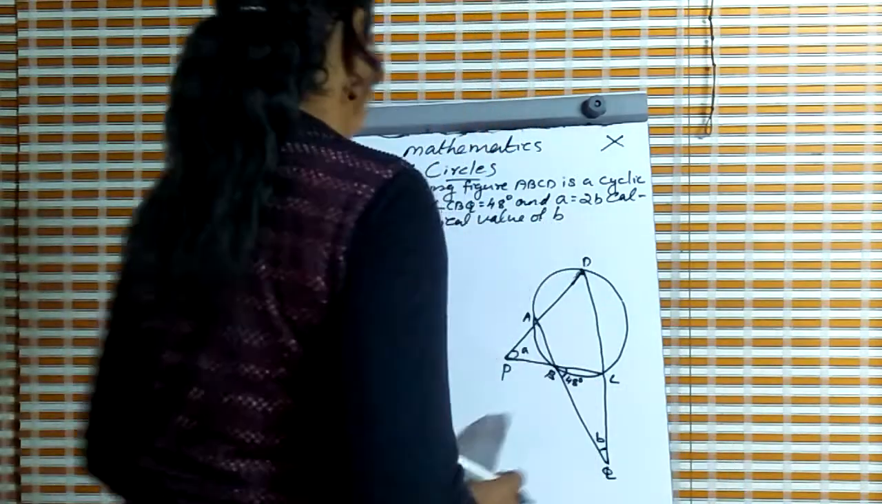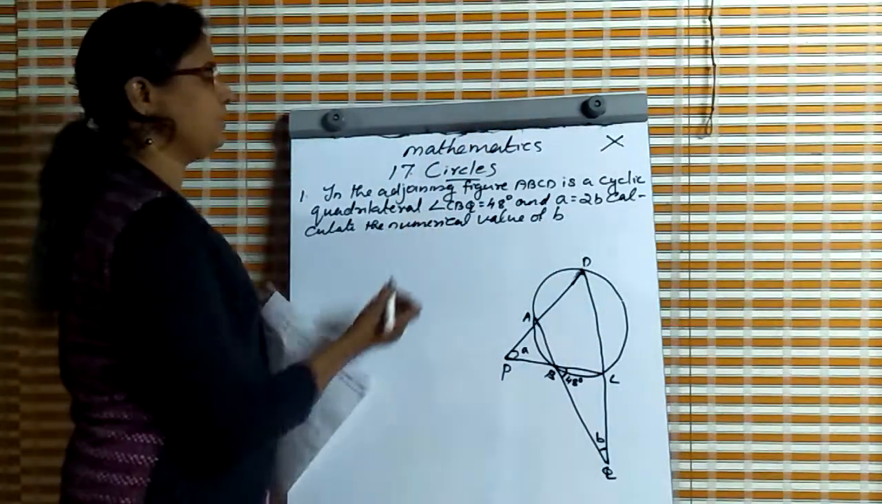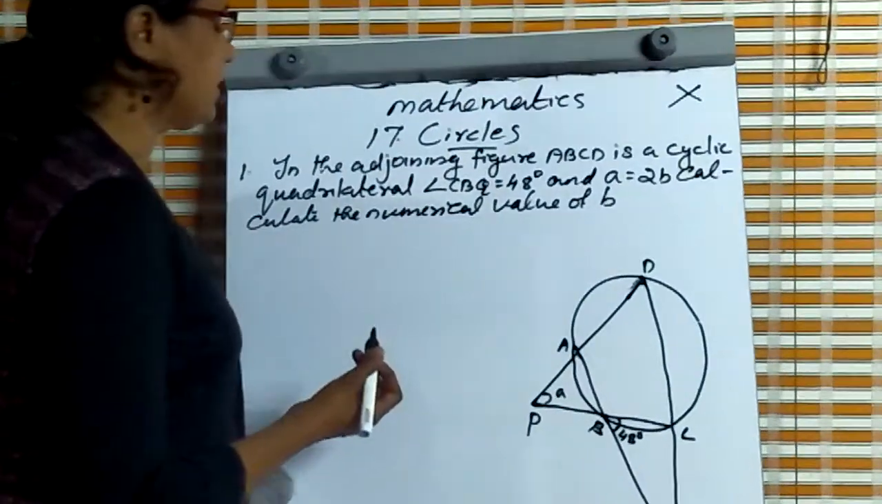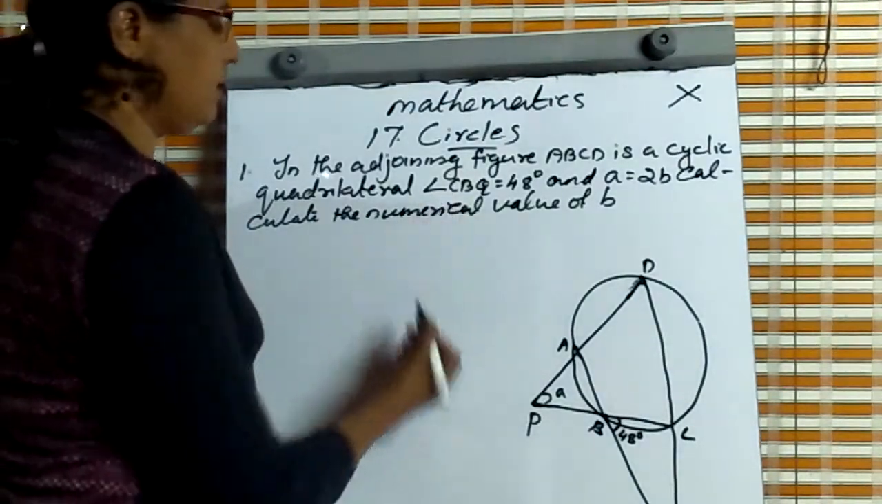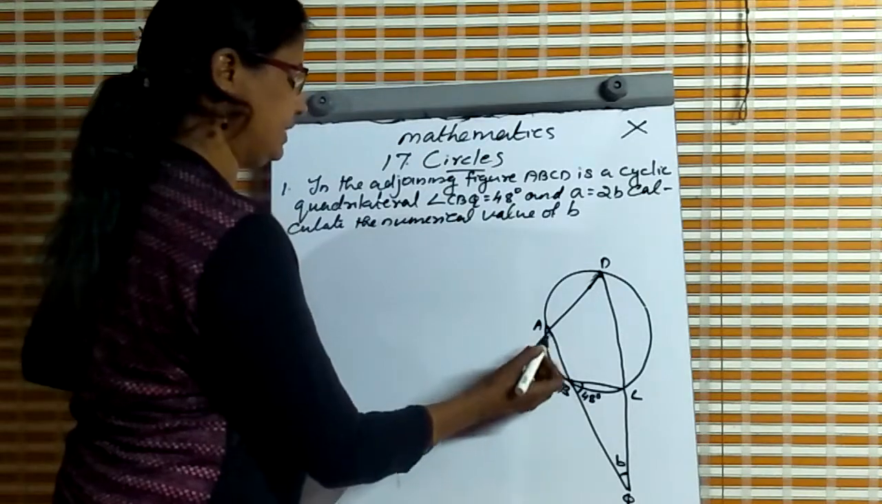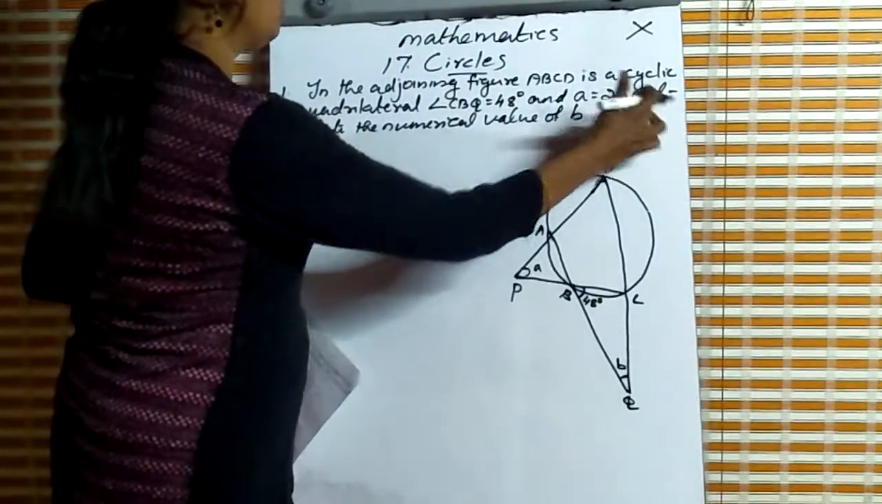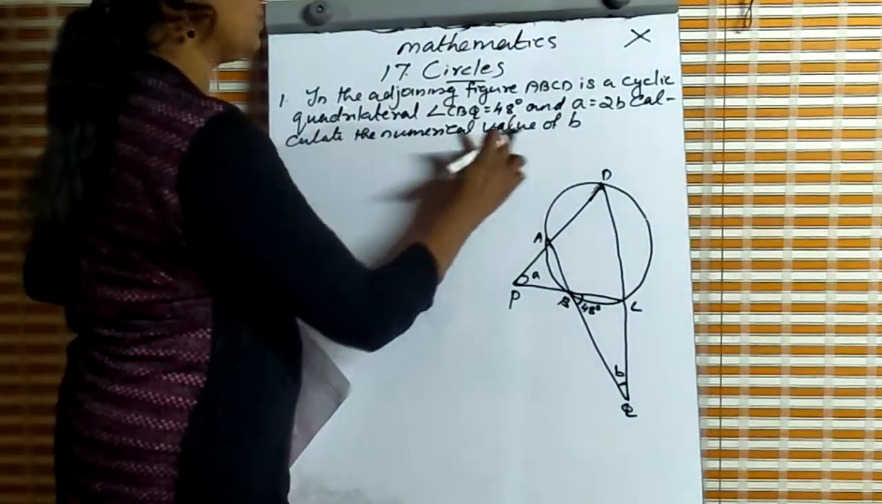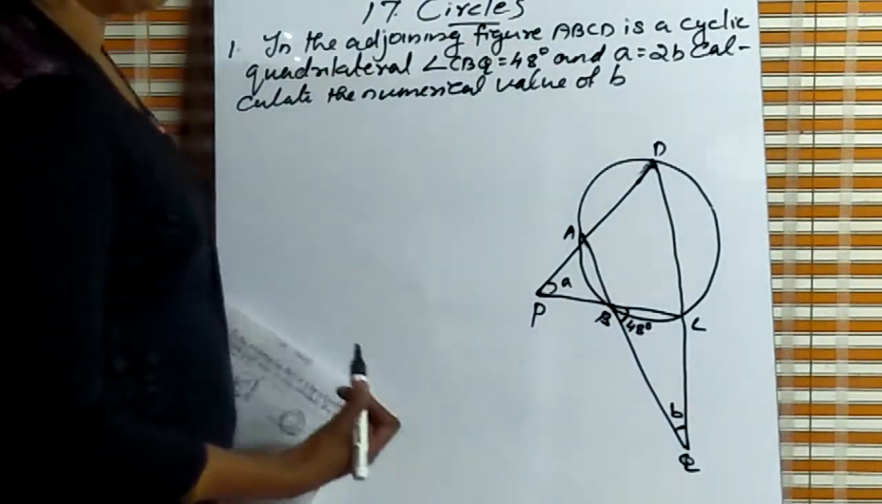Listen. In the adjoining figure, ABCD is a cyclic quadrilateral and angle CBQ is equal to 48 degrees and A is equal to 2B. Calculate the numerical value of B is the question.